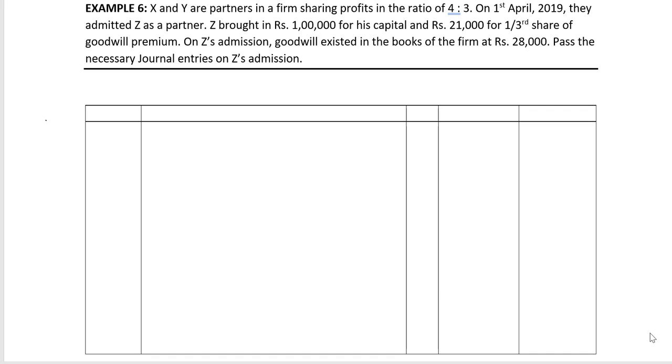Example 6. X and Y are partners in a firm sharing profits in the ratio of 4:3. On 1st April 2019, they admitted Z as a partner. Z brought in rupees 1 lakh for his capital and rupees 21,000 for 1/3 share of goodwill premium. On Z's admission, goodwill existed in the books of the firm at rupees 28,000. Pass the necessary journal entries on Z's admission. So let's solve the problem.